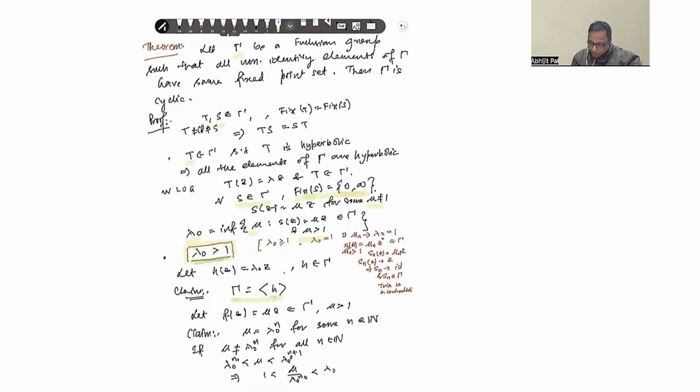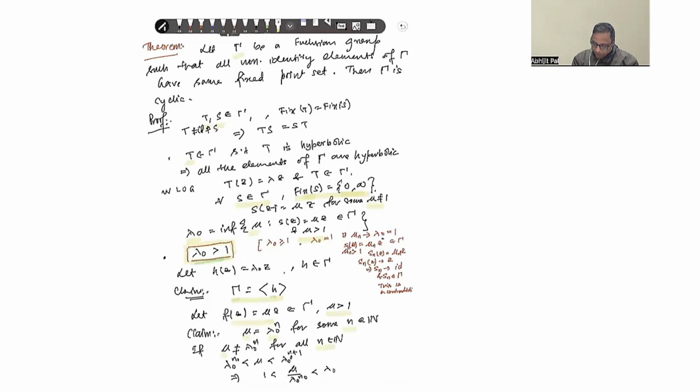So now let us take some element fz equals mu z belonging to gamma, where this mu is greater than 1. The claim is the following: mu is equal to lambda naught to the power n for some natural number n. If this is not true, so if mu is not equal to lambda naught to the power n for all natural numbers n, then what will happen? We'll get some n naught.